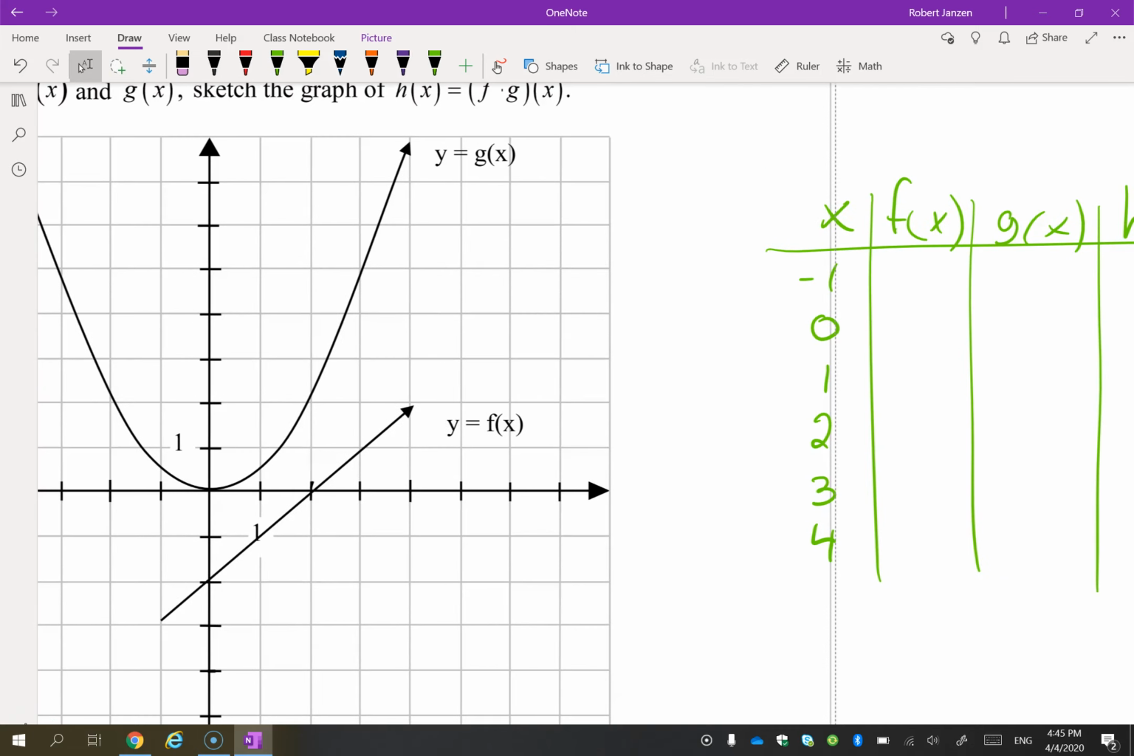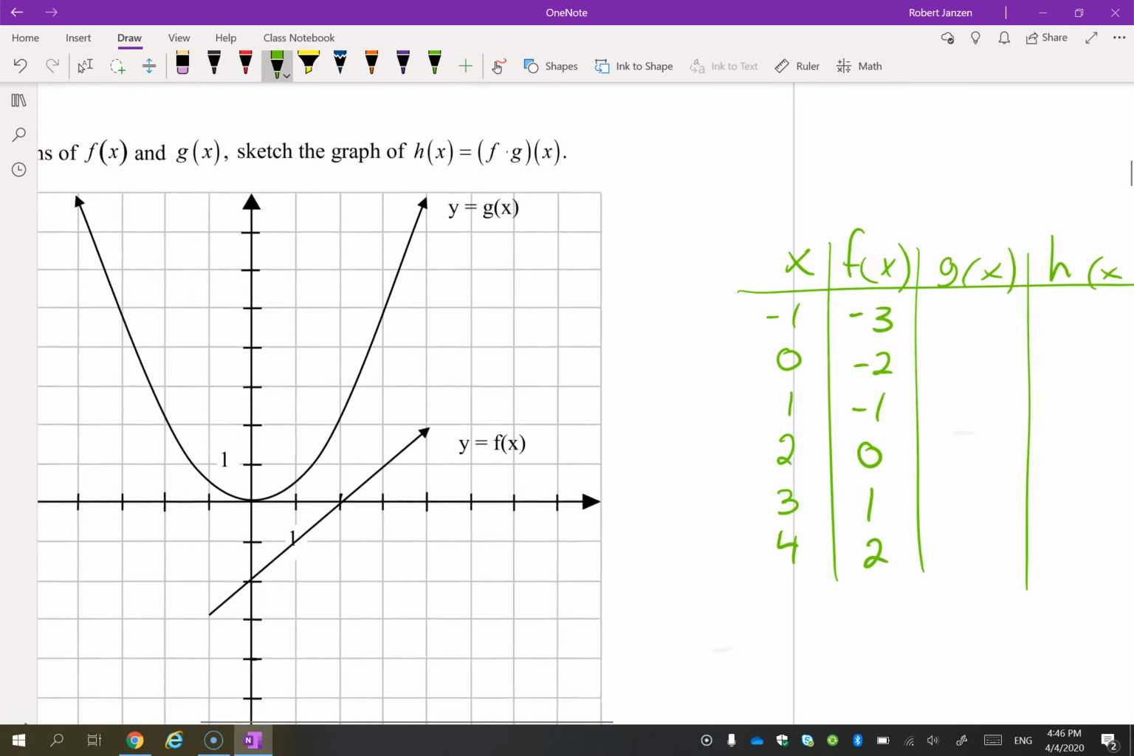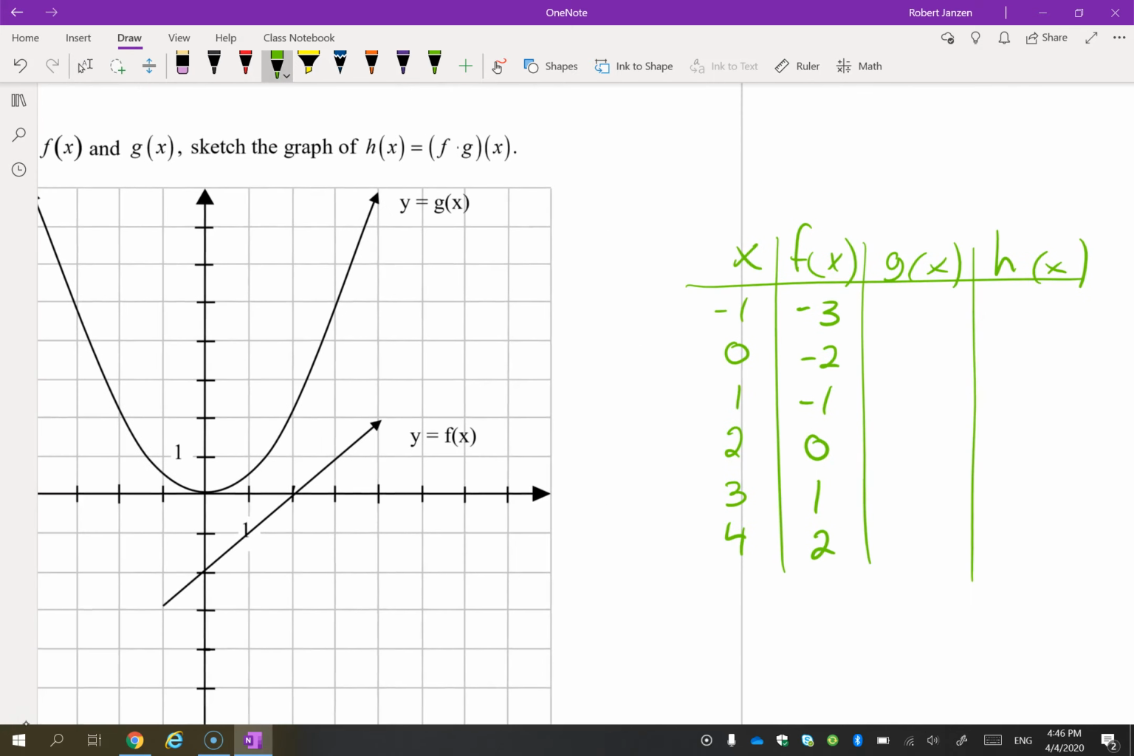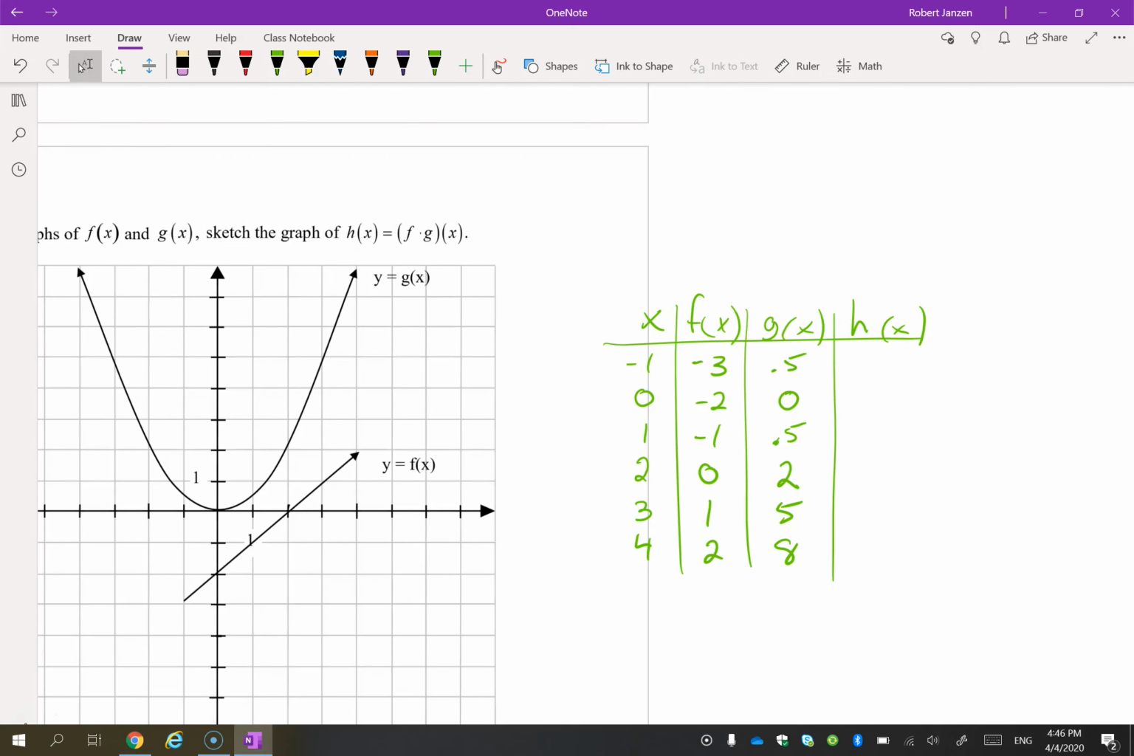At -1, f of x is -3. At 0, it's -2. At 1, it's -1, 0, 1, 2. How about g of x? At -1, it looks like about 0.5. Then it goes to 0. Then again 0.5. Then it goes to 2. At 3, it looks like 5. And at 4, we'll say it's 8. And this time h of x is multiplication.